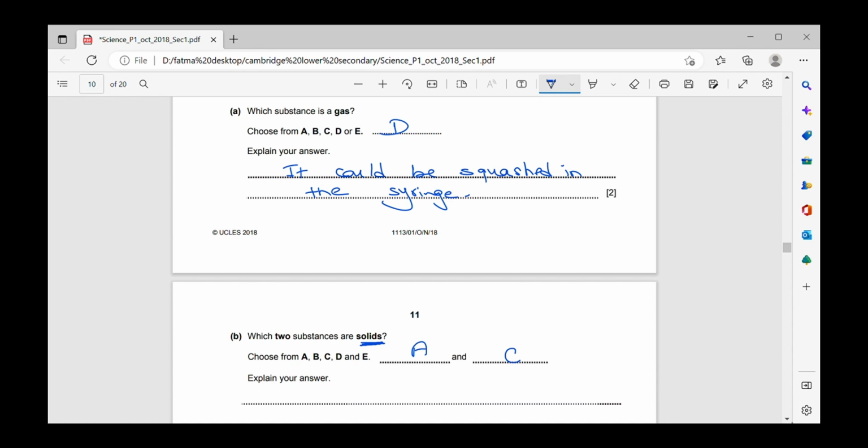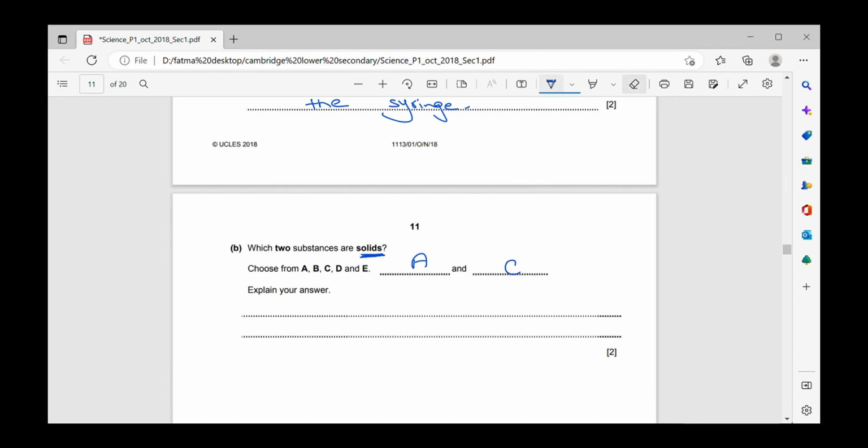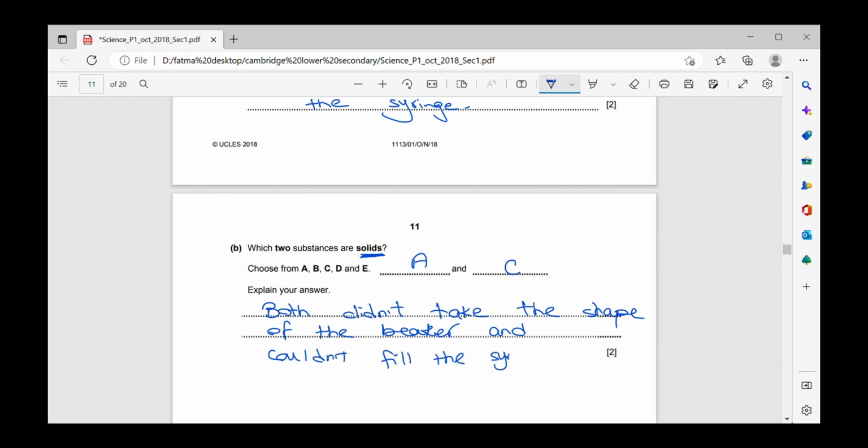Why A and C? They both didn't take the shape of the container and couldn't fill the syringe. The answer is: both did not take the shape of the beaker and couldn't fill the syringe with the substance.